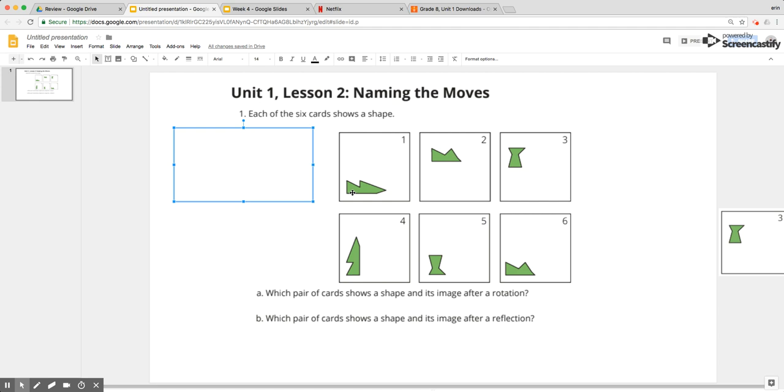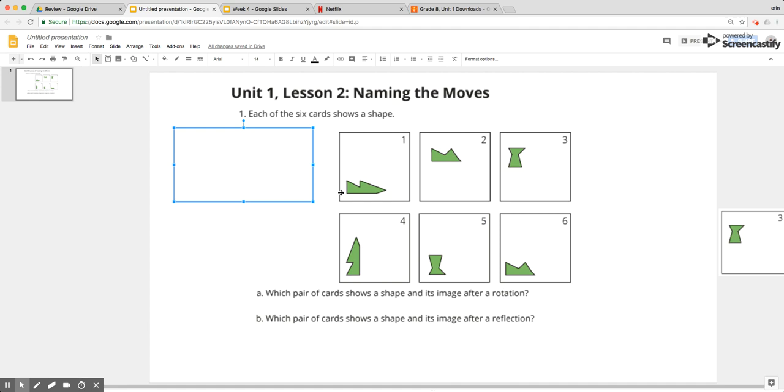So we look at card number 1. We see a shape that kind of looks like a shoe a little bit. Remember, rigid transformations do not change the shape or size of a figure. So the first thing you have to do is determine which of the other 5 cards looks like this shape. And as you can see, there's only one, and that's card number 4.